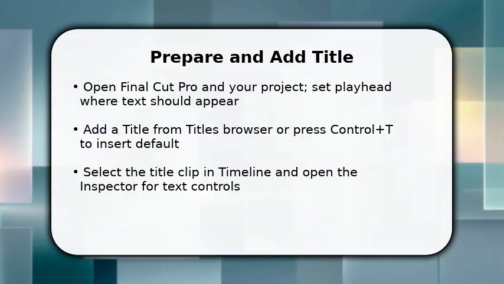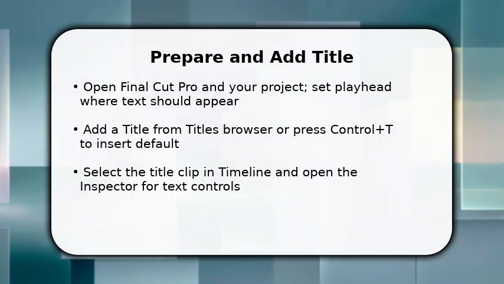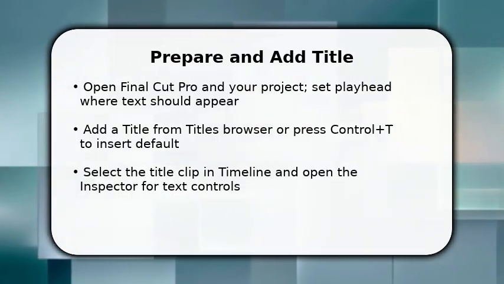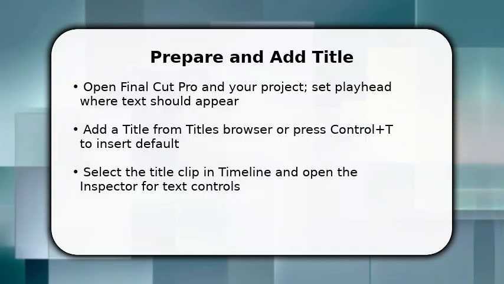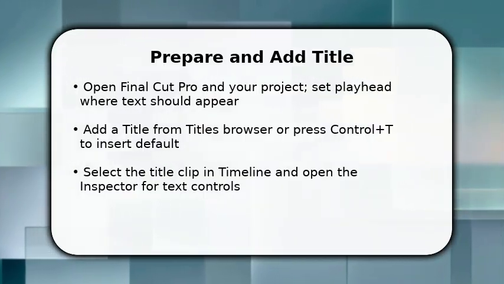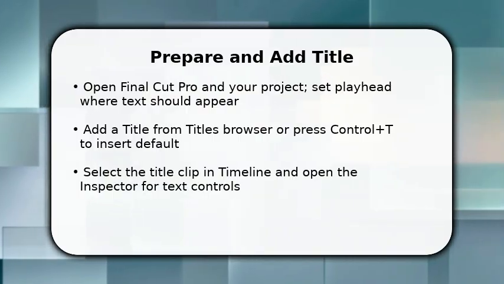You start by placing a title clip where you want the color change. Open the title's browser and add the appropriate preset, or press Ctrl+T to drop a default title. This gives you editable text immediately.